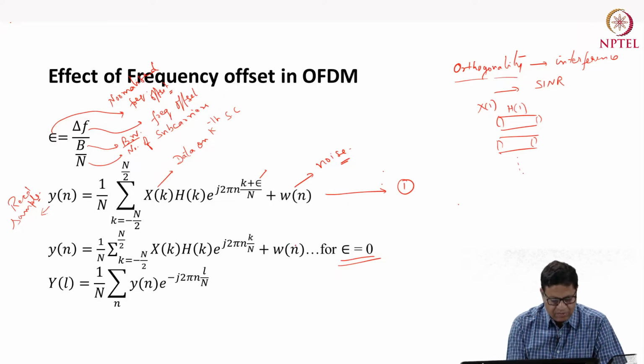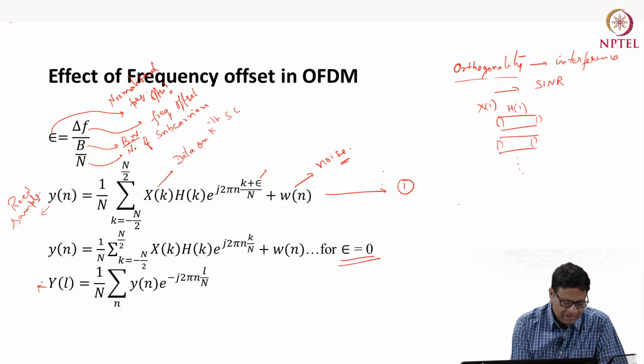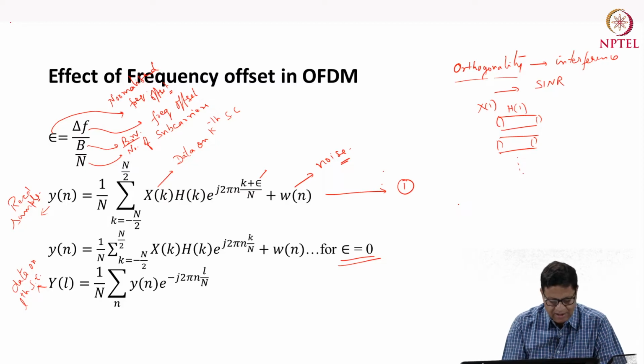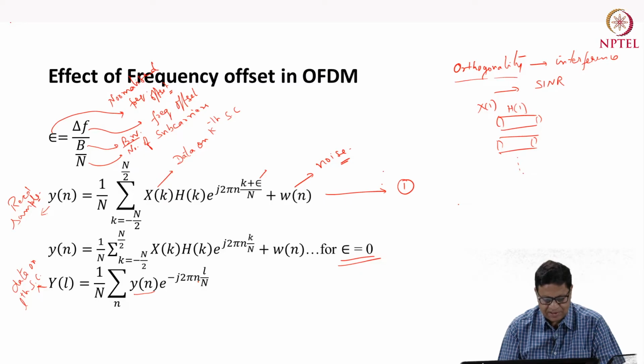And if I want to extract the data on the lth subcarrier, the received data on the lth subcarrier is given by 1 by N summation of yn into e raised to the power minus j 2 pi n L divided by N. This we have studied when we were discussing OFDM.